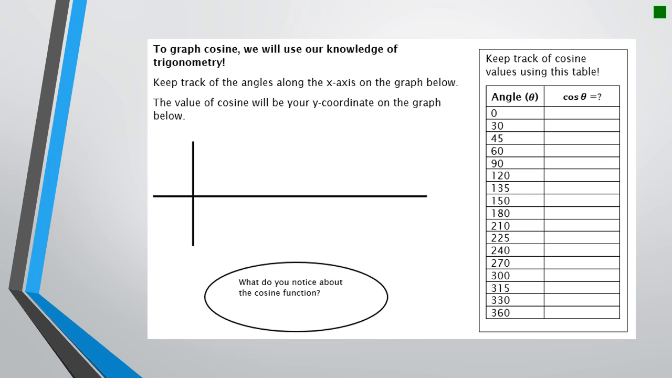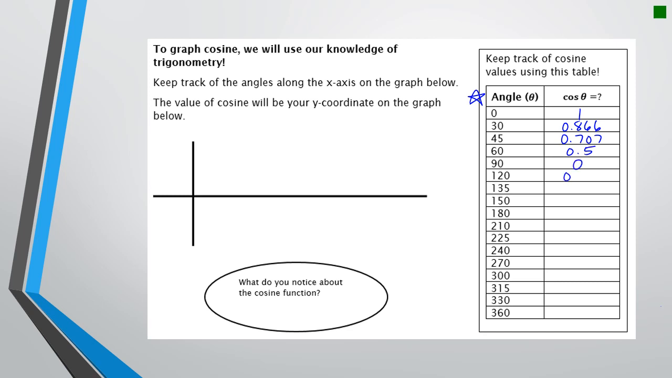In order to get these values, I'm taking these angles, which are our thetas, and if you plug them into your calculator, if you type in cosine of 0, cosine of 30, cosine of 45, as long as your calculator is in degree mode, it's going to give you these values that I'm writing down. The cosine of 0 is 1. Cosine of 30 is approximately 0.866. Cosine of 45 is about 0.707. Cosine of 60 is 0.5. And then cosine of 90 is 0.